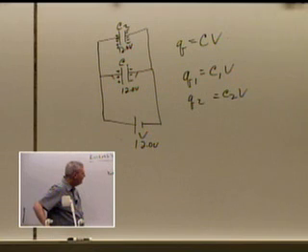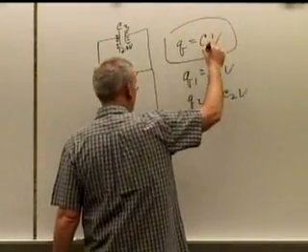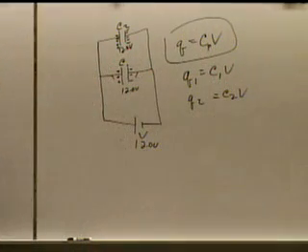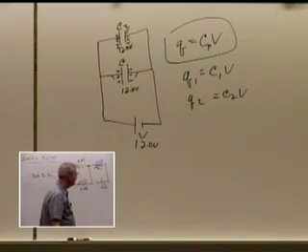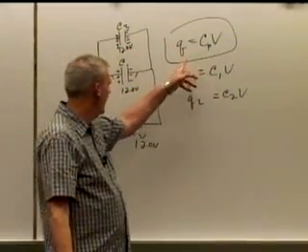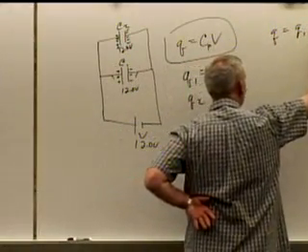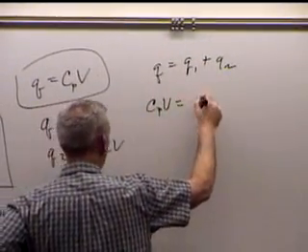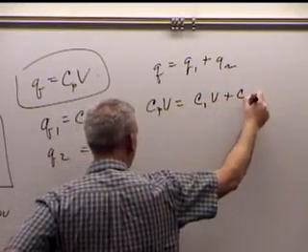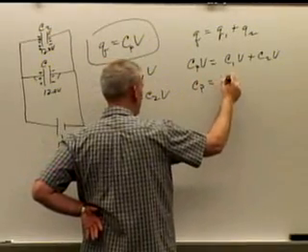So how do we do this? The overall thing, the total charge is equal to the capacitance in parallel times V. Okay? The total charge on this thing, Q, equals Q1 plus Q2, which means CPV equals C1V plus C2V. So when they're in parallel, CP equals C1 plus C2.